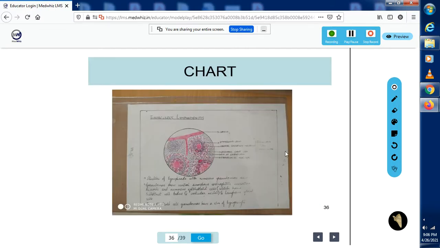So this is the chart of the TB lymph node. You have to draw the structure of a lymph node, that is, you need to write the capsule. You need to write the granuloma, that is, you have to write central caseous necrosis, and there are epithelioid cells, Langerhans type of giant cells, and the lymphoid series. Okay, so this is the chart which has to be copied to your practical record.